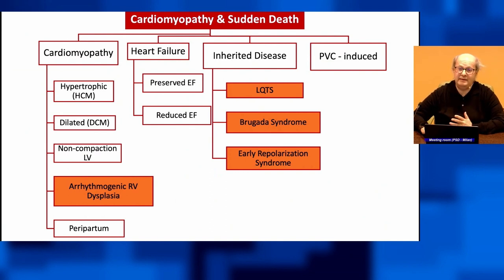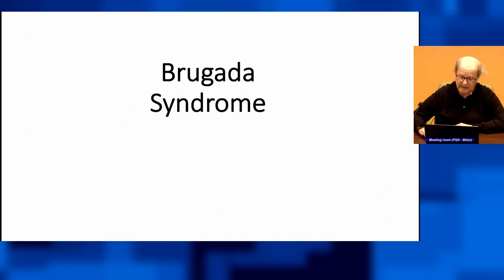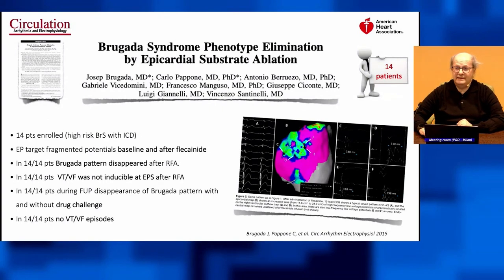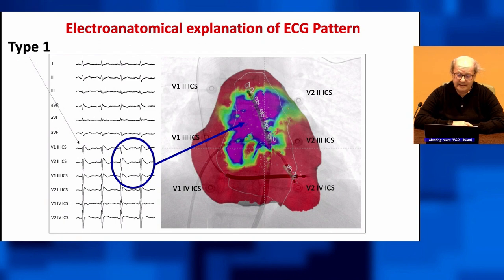Because, for serendipity, during the experience in mapping and ablating the Brugada substrate, we discovered that also long QT, early repolarization, and right ventricular dysplasia can show a signature of their physiopathology in the epicardium. I will go very fast in describing the anatomical substrate of Brugada because you know very well the substrate is localized in the epicardium, and the EKG that we usually see in the precordial leads is the electrical representation of a substrate localized on the outflow tract and the anterior wall.